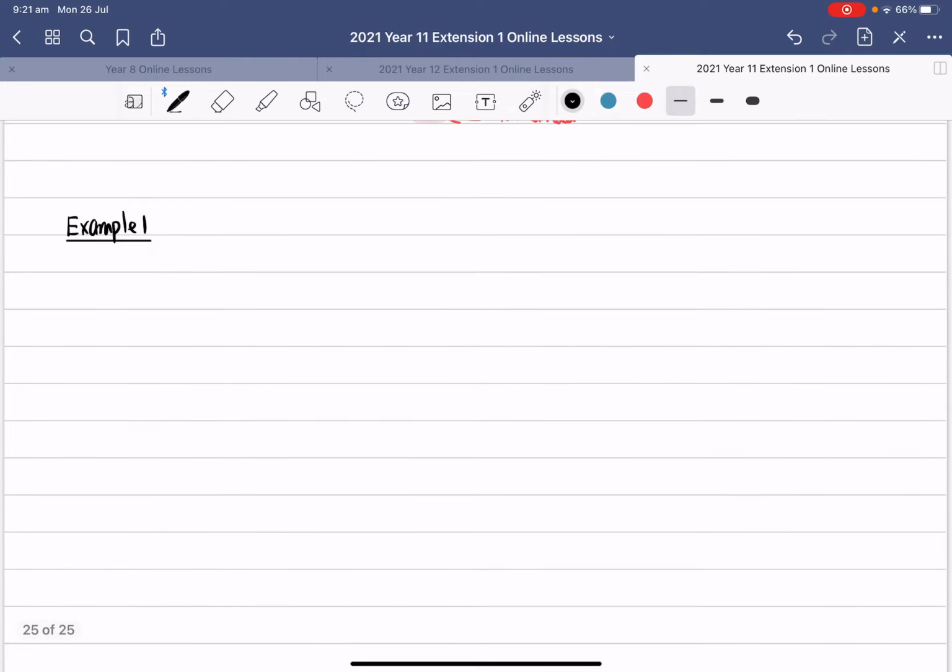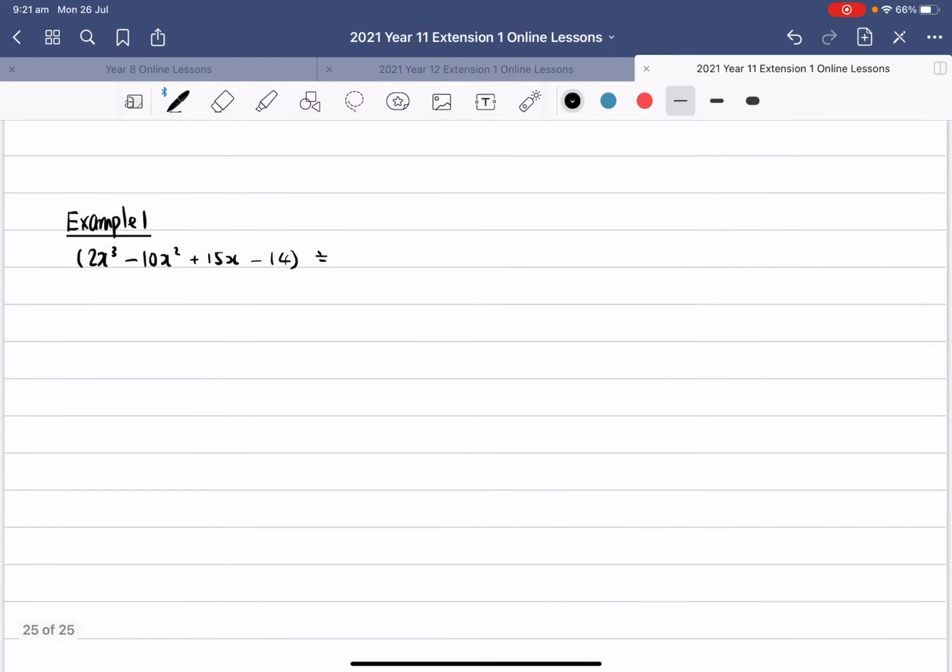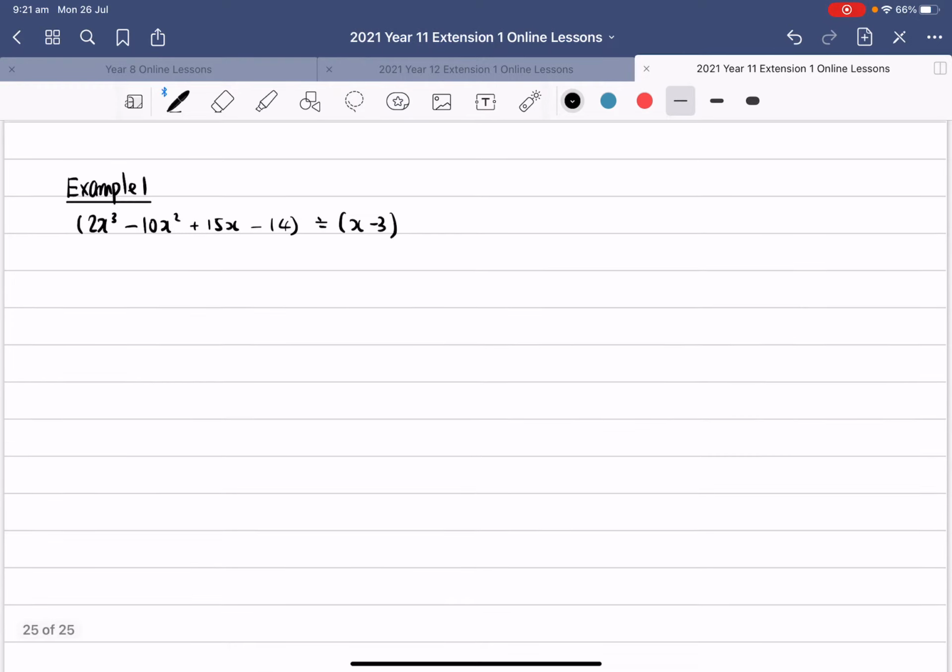All right, so the first example that we have is we're going to divide 2x to the power 3 minus 10x squared plus 15x minus 14. Okay, we need to divide this polynomial expression by x minus 3. Okay, so I'm going to start the process here.